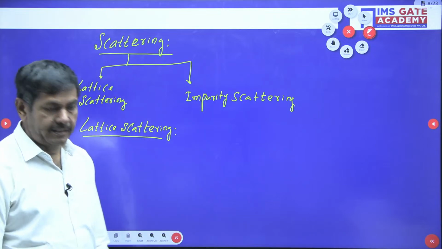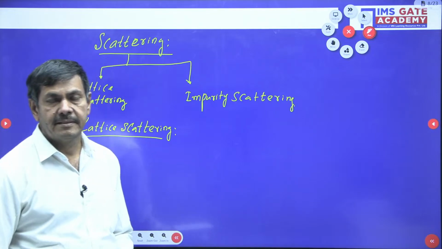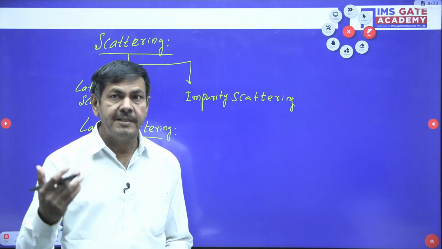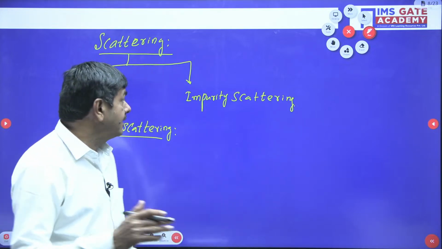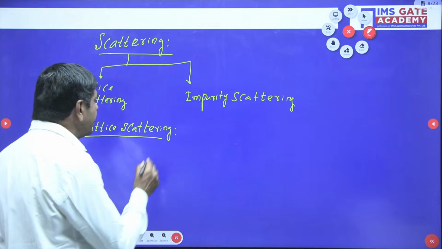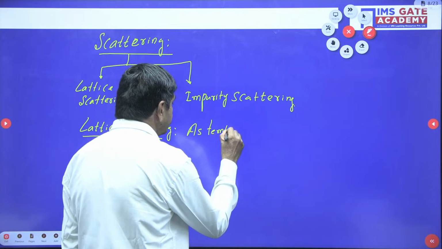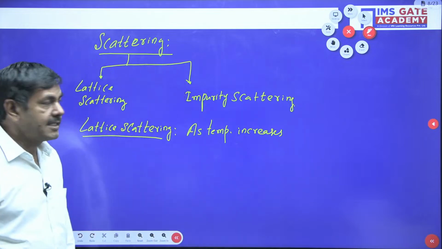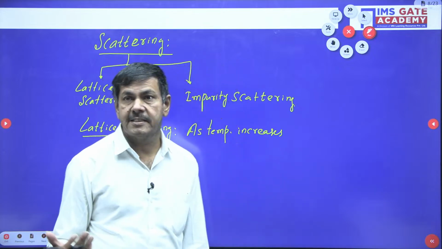What is lattice scattering? First I'll write it. Suppose as temperature is increasing in the semiconductor, as temperature increases more and more, mobility will be decreasing. Temperature increasing means mobility is decreased in the material, and that scattering is said to be lattice scattering. Understand? Every point is very important. Why is mobility decreasing as the temperature increases?